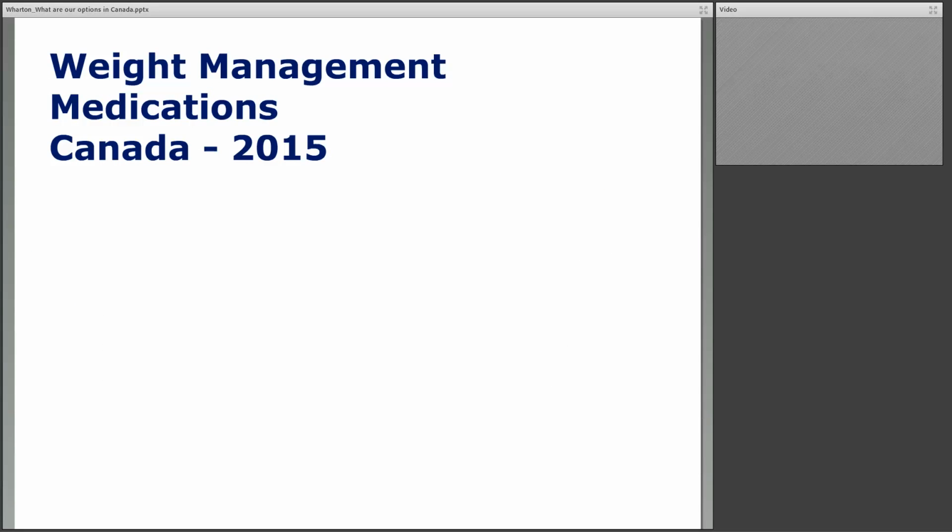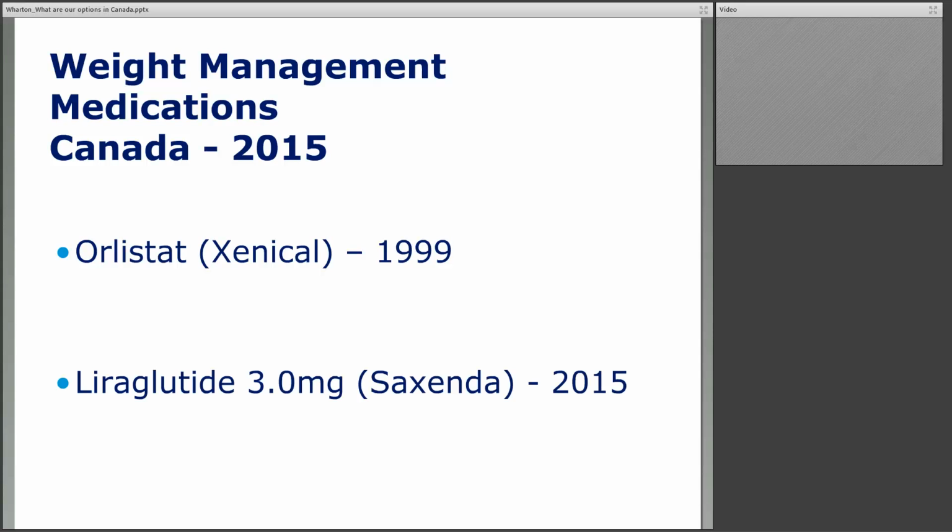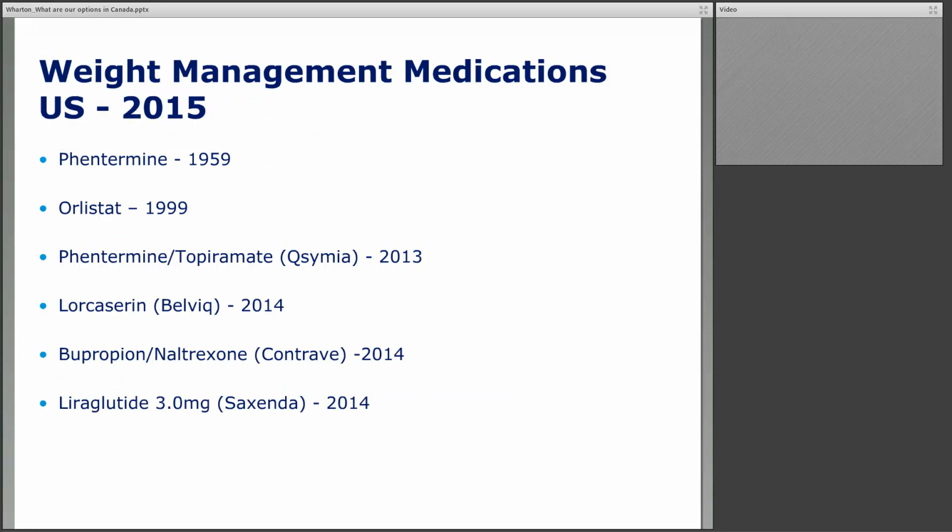How many medications do we have in Canada? We have two medications available for weight management in Canada. One is called Orlistat or Xenical. It was approved in 1999. And then liraglutide 3.0 milligrams, also called Saxenda, that was approved in 2015. In the United States, there are 6 medications. So we are somewhat behind the 8 ball here in Canada, and certainly we know that there's going to be more and more medications that will be available around the world, but also available here in Canada.